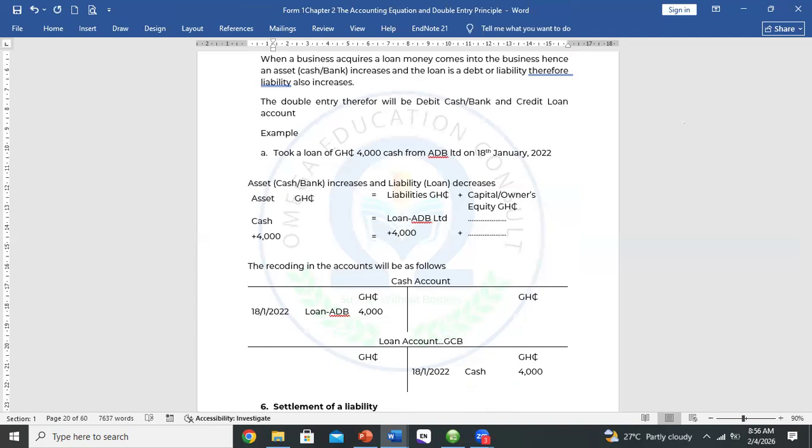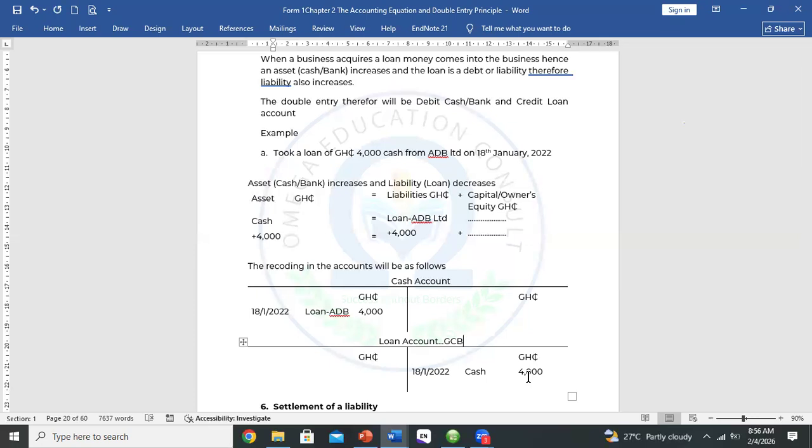In terms of debit and credit, the cash or bank will be increasing, right? Because you are getting money. So you debit it and then you credit what? The loan. Why? Because a liability has been created. A liability is increasing. Okay. So that one is very simple. So we have an example here.